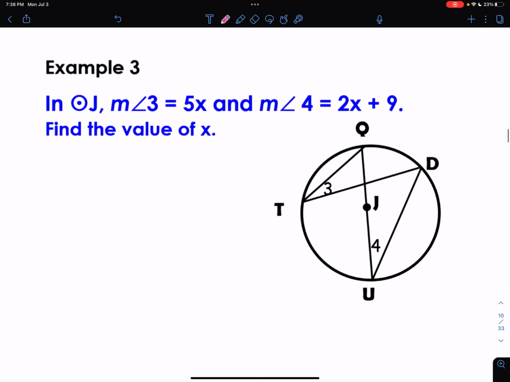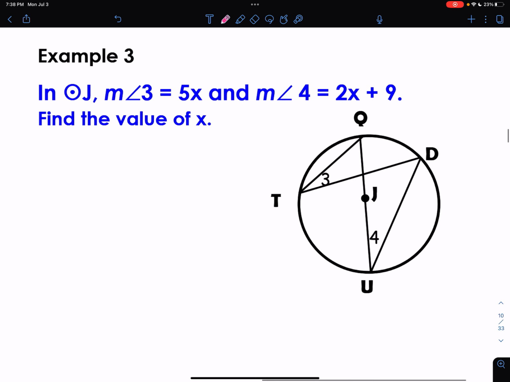So that really helps us on problems that look like example 3, right? Because all I have for my angles is that the measure of angle 3 is 5x. That's this one. And the measure of angle 4 is 2x plus 9.